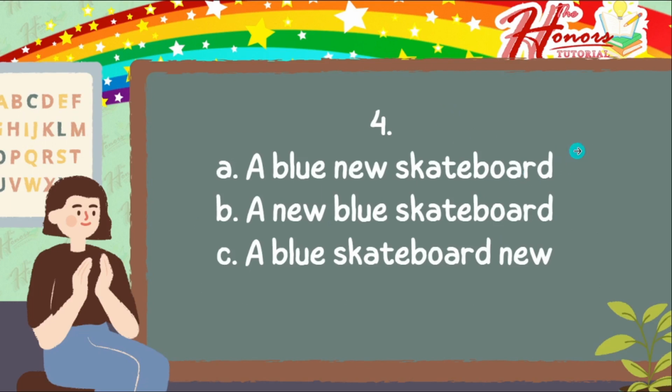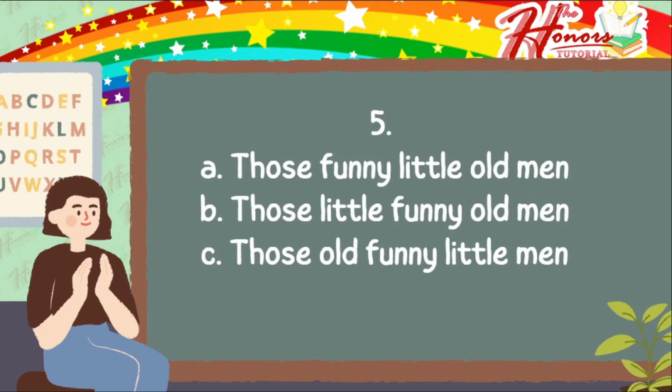Okay, next, let's move on to the last number. Number 5. Which one is in the correct order of adjectives? Is it A, those funny little old men, B, those little funny old men, C, those old funny little men? What do you think is the correct answer?